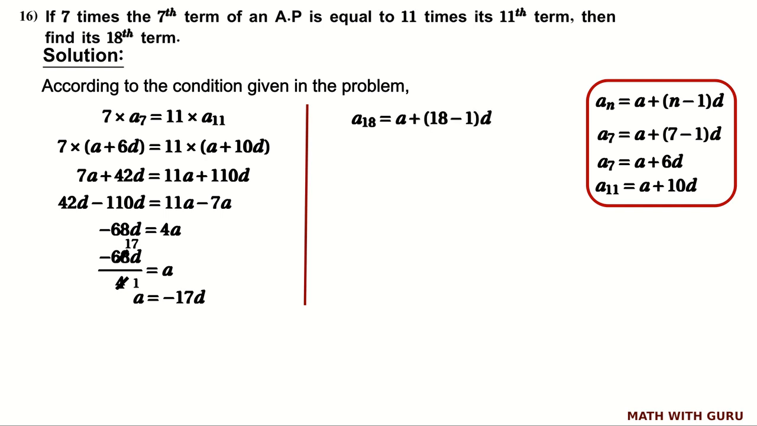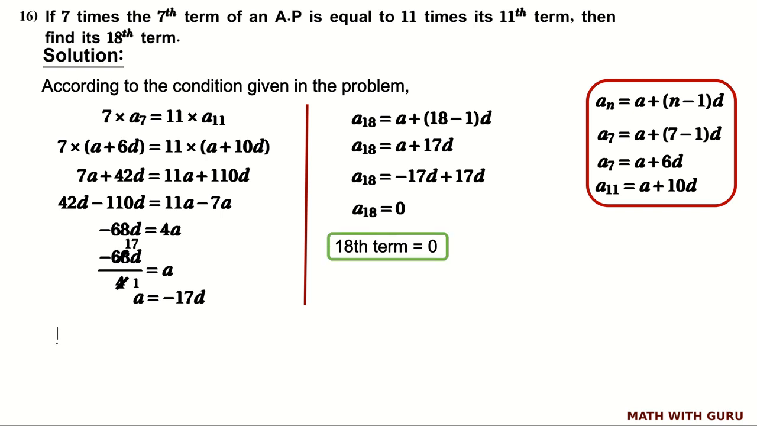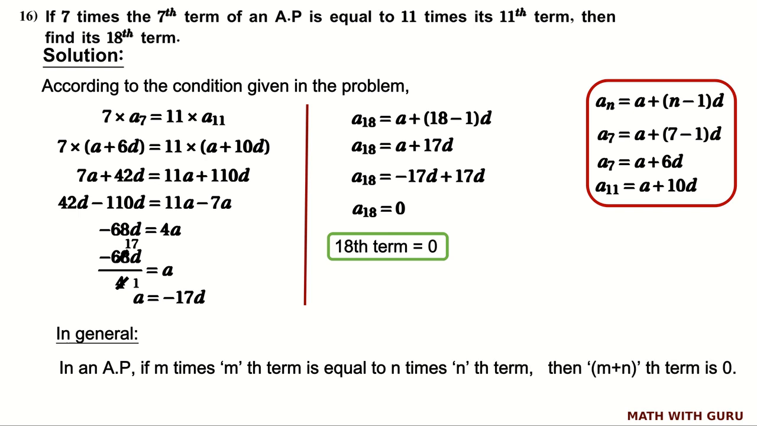A18 equals a plus 18 minus 1 into d, that is a plus 17d. In place of a, substitute minus 17d. A18 equals minus 17d plus 17d. A18 equals 0. Therefore, 18th term is 0. In general, if in an AP, m times the mth term is equal to n times the nth term, then the (m plus n)th term is 0.